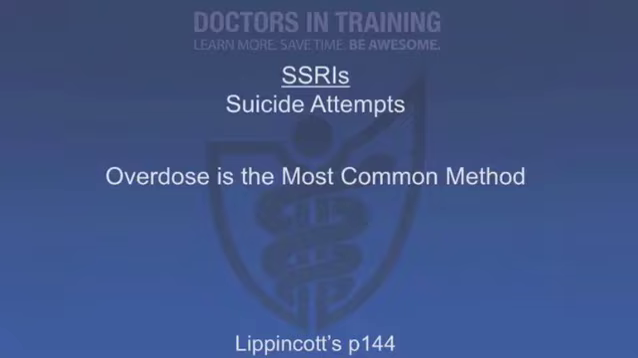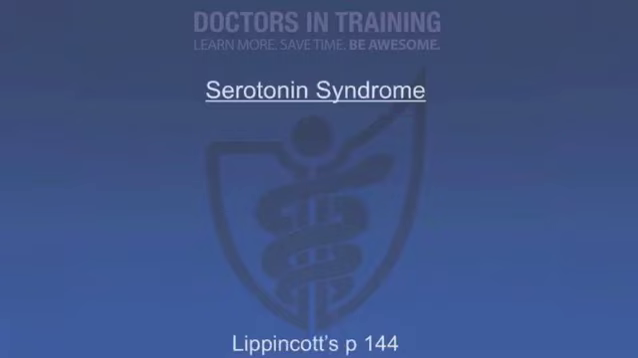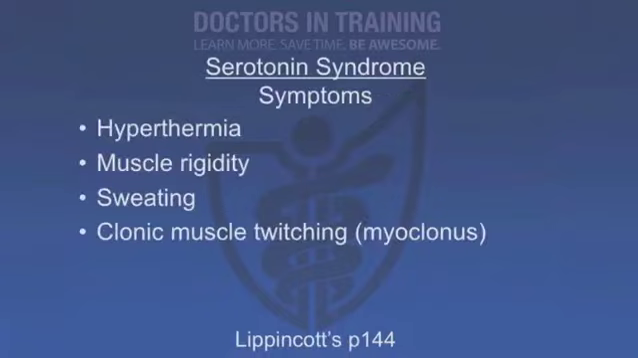One must keep this in mind when writing medications and giving refills, since the most common method is overdose. Large intakes of SSRIs usually do not cause cardiac arrhythmias compared to the arrhythmias of tricyclic antidepressants, but seizures are a possibility because all antidepressants may lower the seizure threshold. All SSRIs have the potential to cause a serotonin syndrome that may include symptoms of hyperthermia, muscle rigidity, sweating, and chronic muscle twitching. So it's important to inform your patients of these risks, especially when combining antidepressants.